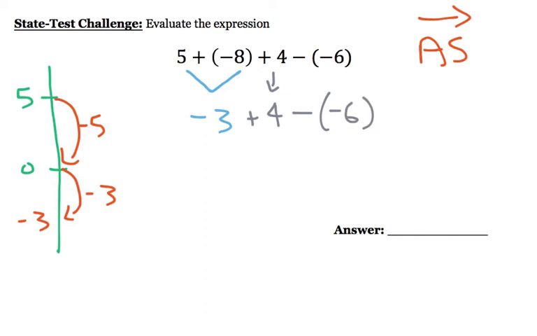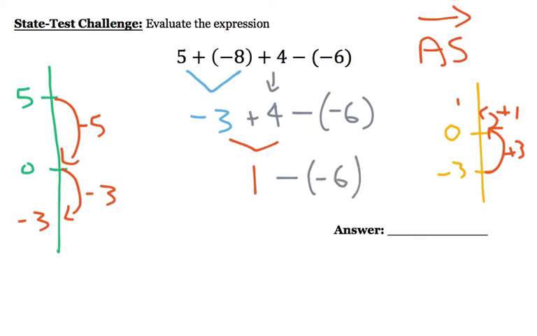I'm going to keep going from left to right, which means the next thing I'm going to do is negative 3 plus 4. And negative 3 plus 4, that's like starting 3 floors in the basement, and plus 4 means we're going to go up a total of 4. If I go to my friendly number and then go past it, I get 1. So that is 1. And now I'm going to bring down the rest of the expression, minus negative 6.